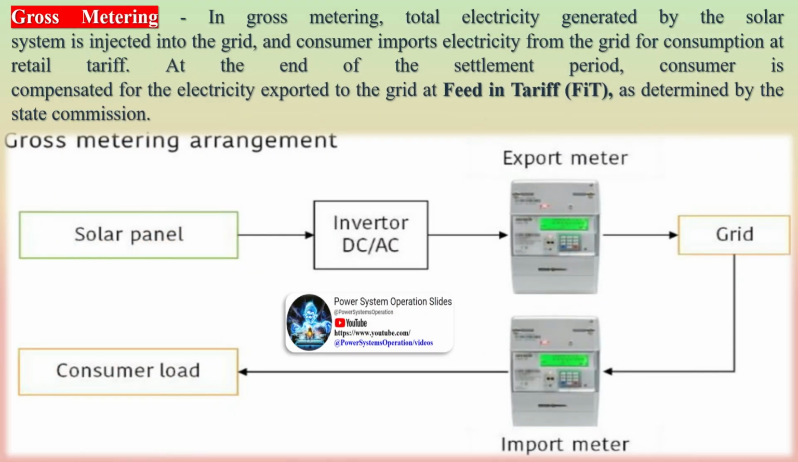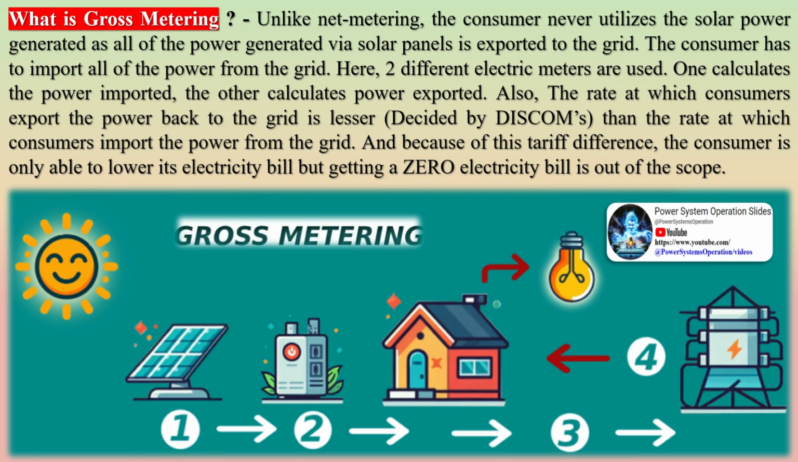In simple words, the consumer has to export all the energy generated by the rooftop solar plant to the grid and then consume electricity by importing the energy from the grid. In gross metering, total electricity generated by the solar system is injected into the grid, and the consumer imports electricity from the grid for consumption at retail tariff. At the end of the settlement period, the consumer is compensated for the electricity exported to the grid at feed-in tariff, FIT, as determined by the State Commission.